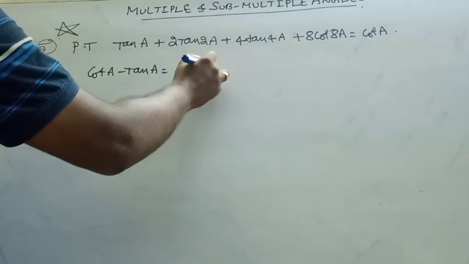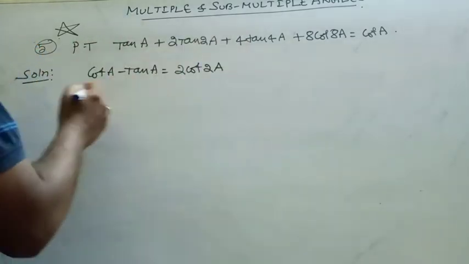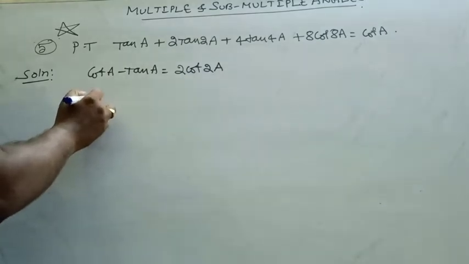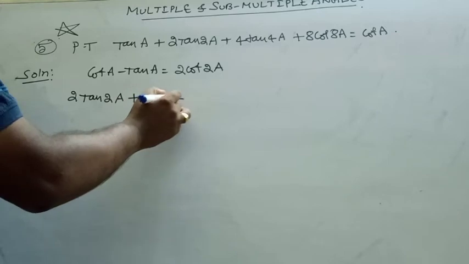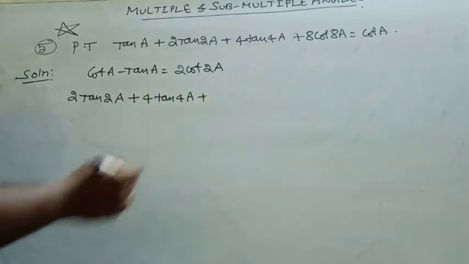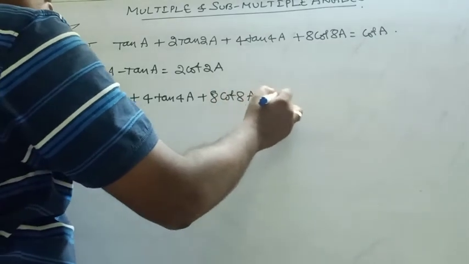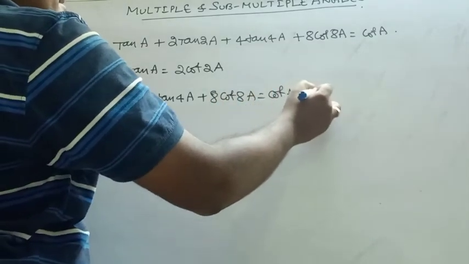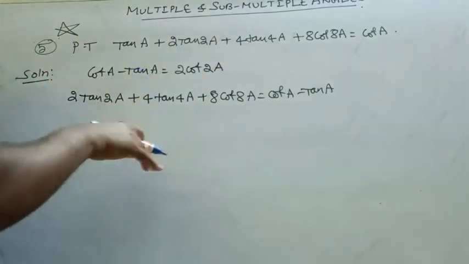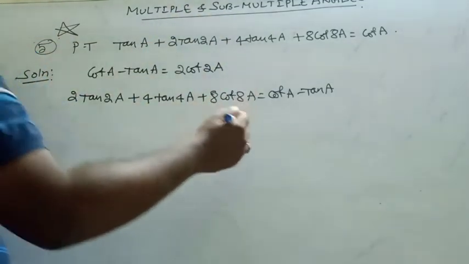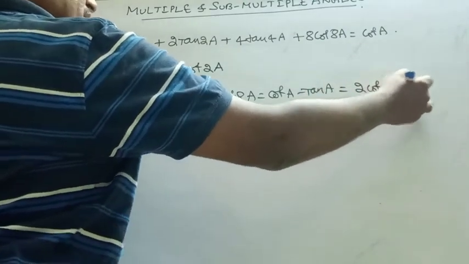2 cot 2A, like this. Let us do our problem. Let us take here 2 tan 2a in our problem, what they given, plus 4 tan 4a plus 8 cot 8a is equal to cot a minus tan a. Right? We can write like this. Actually, we want to prove this. Okay, let us see whether it is true or not. Cot a minus tan a, we know, we just proved that is 2 cot 2a like this.